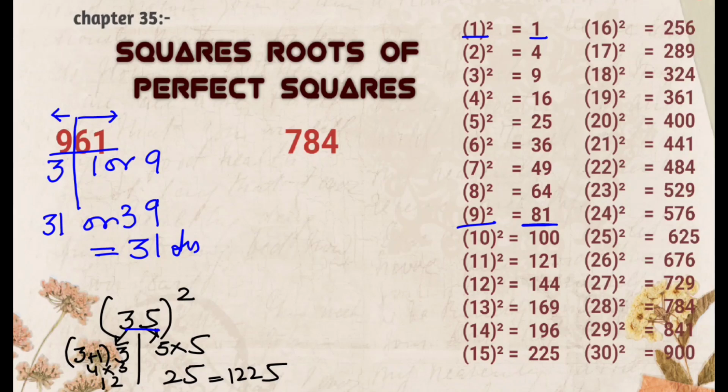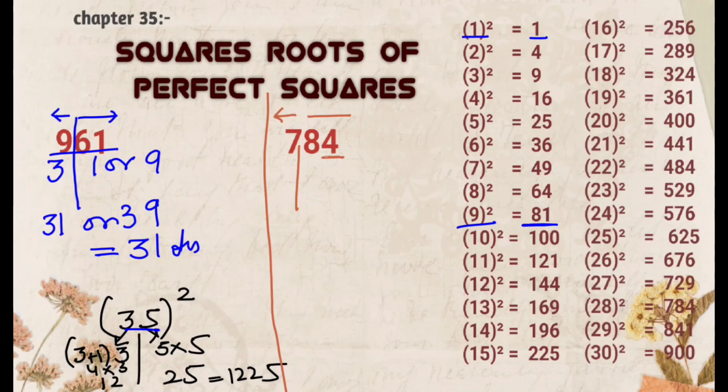Now let's understand this method better by taking more examples. In the second question, we have to find the square root of 784. Here also we'll make the pair from the right hand side. So 84 is the pair and we get a single digit over here. Make a partition.